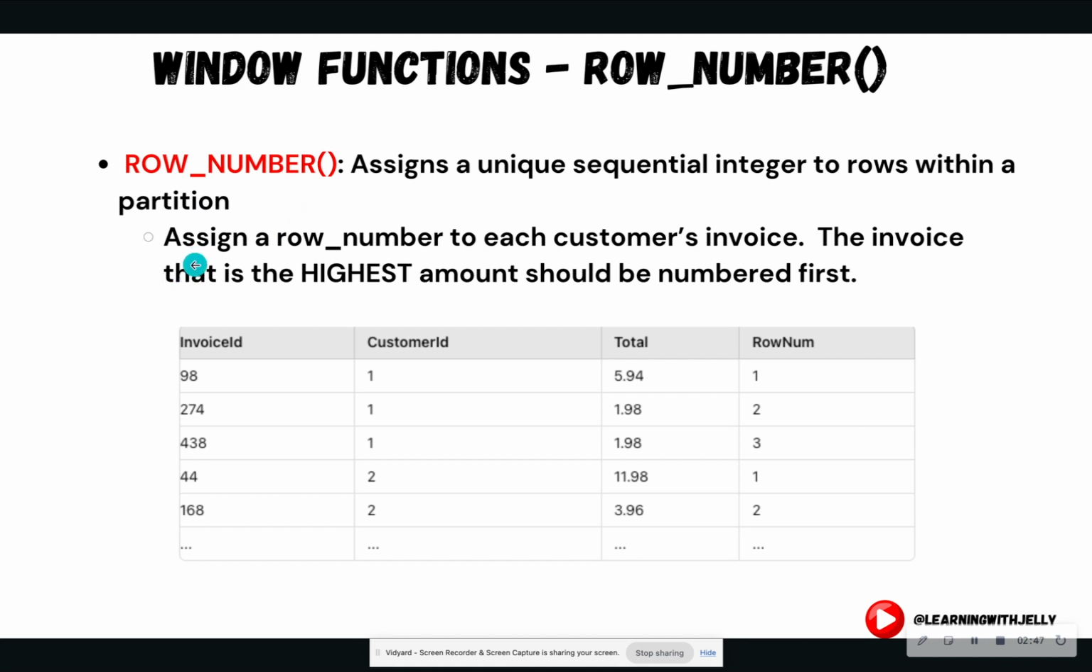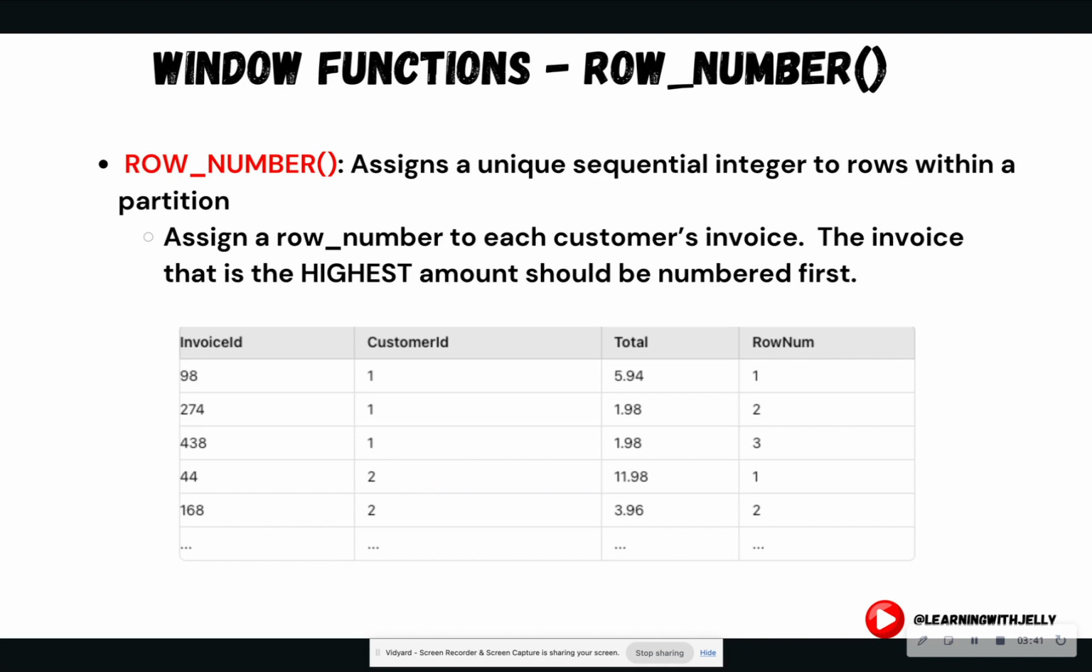So in this case, we want to assign a row number to each customer's invoice. The invoice that is the highest amount should be numbered first. So you can see here that once we partition by customer ID, I can look at their individual invoice totals. I have one at 594, 198, another one at 198, and so forth. So row number is just going to do 1, 2, 3. It's going to start counting over again when it hits the next partition, which in this case would be a new customer. So when you're looking at partition by, think that the function is going to start over again once it hits a new partition based off of what column you put in the partition by.